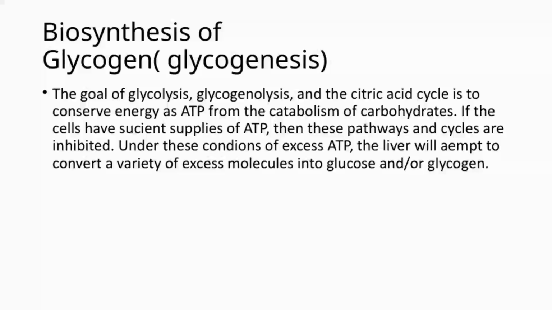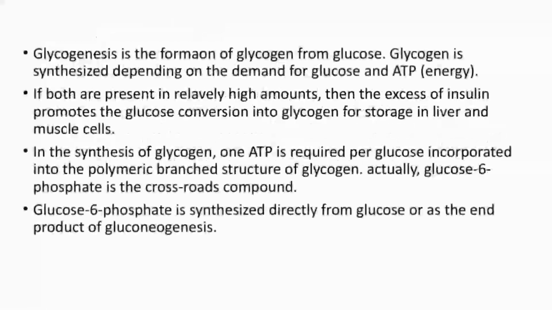Glycogenesis is the process where we make glycogen from glucose, and this process really depends on the body's needs for glucose and ATP, which is our energy currency. When both glucose and ATP levels are relatively high, the hormone insulin kicks in and encourages the body to store excess glucose as glycogen, mainly in liver and muscle cells. This storage mechanism is crucial for maintaining energy balance.